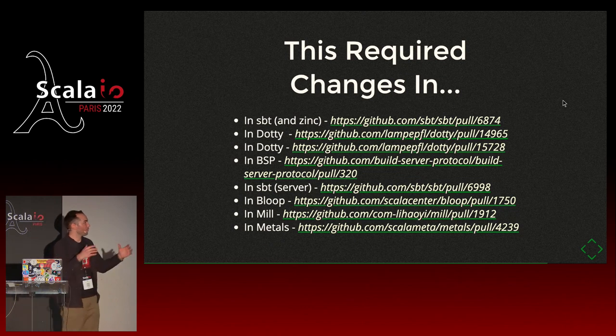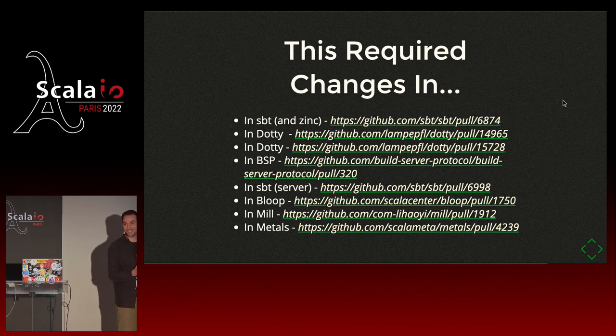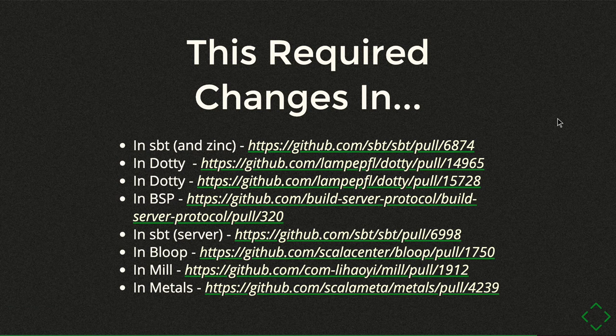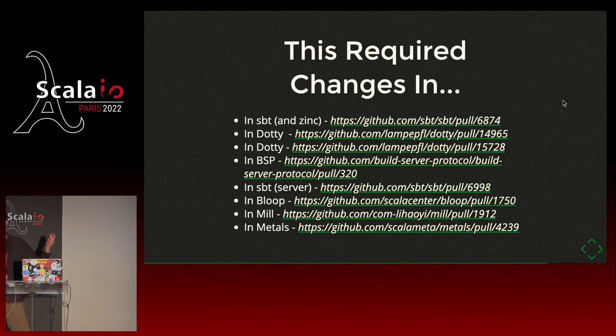But as I said before, when we went through the entire chain of stuff, it took a long time to do because there's changes necessary in everything. We had a pull request to sbt and Zinc because once we bumped it in the interfaces, we had to release it, and then Zinc had to update to that new released version, and then we had to release Zinc, and then we had to update the sbt bridge in Dotty, and then we had to do some more changes in Dotty to make sure the error messages were being reported correctly. Then there were changes in BSP because it wasn't up to date with the LSP spec. Then we changed the sbt server. Then we changed the Bloop server. Then we changed the Mill server. And then we finally changed Metals.